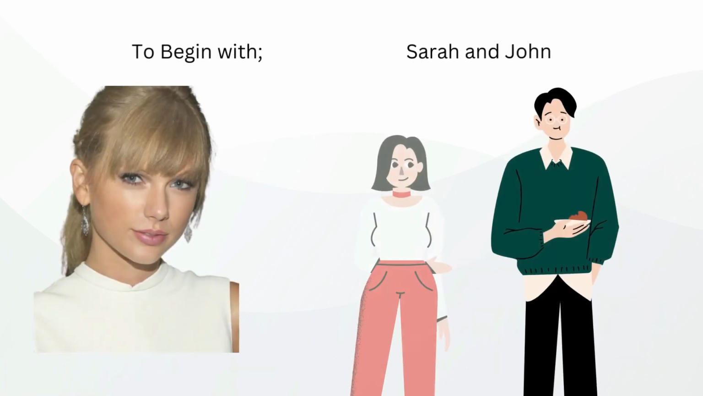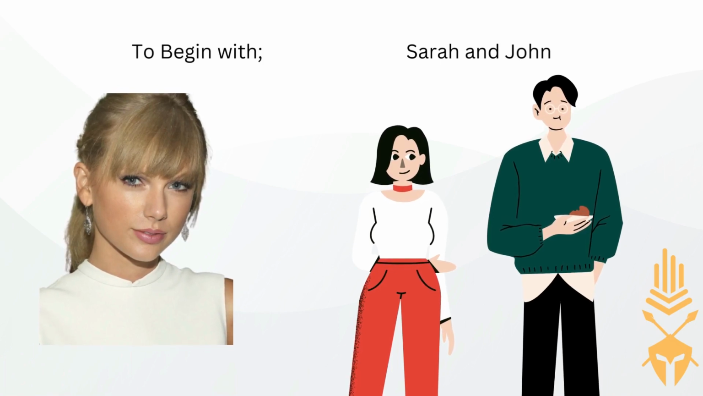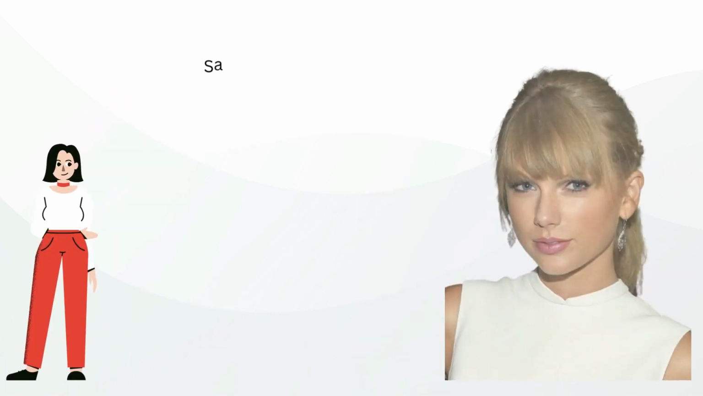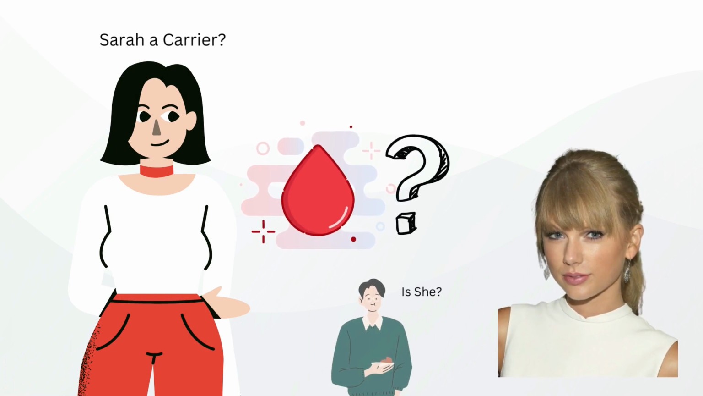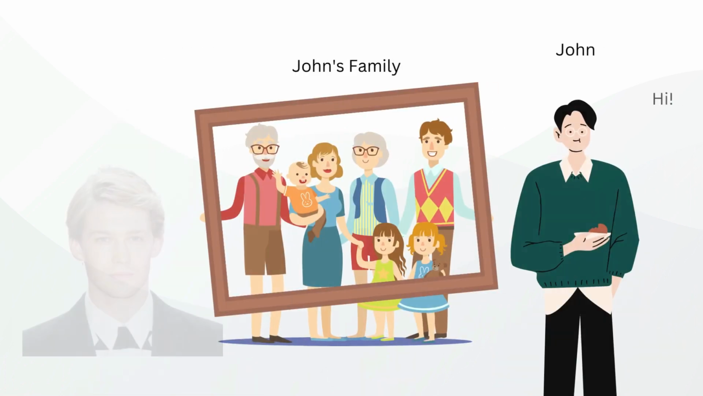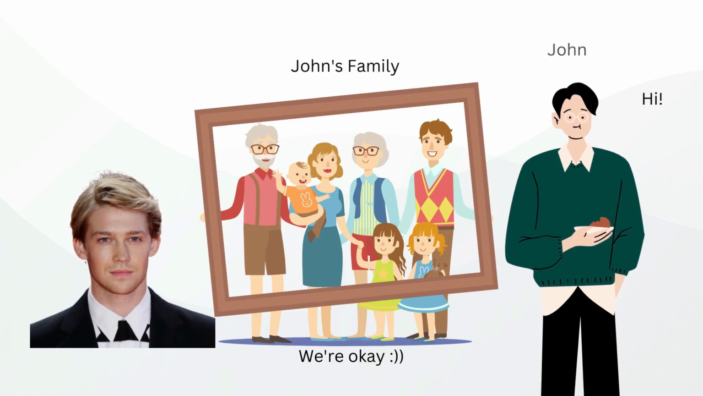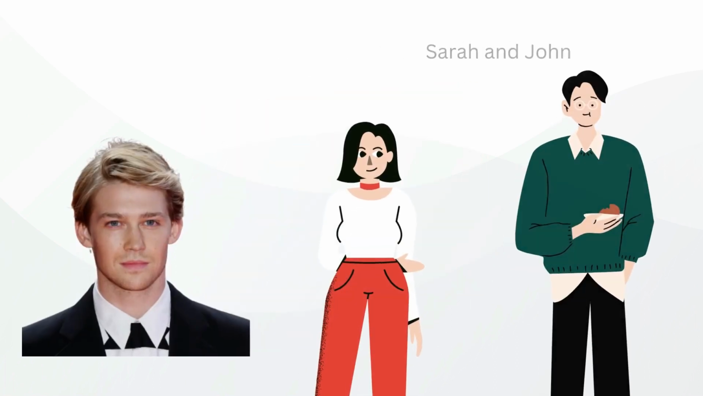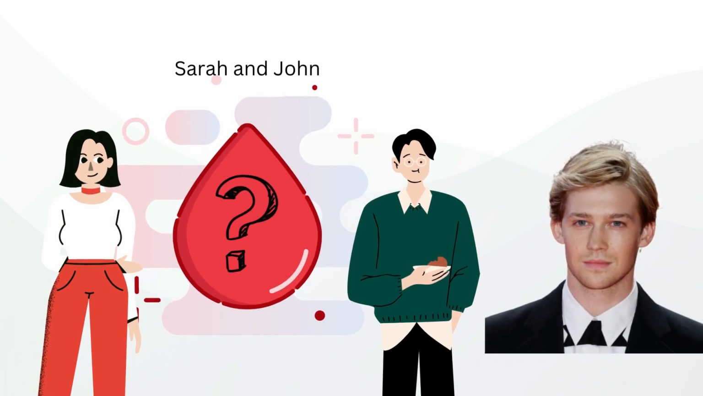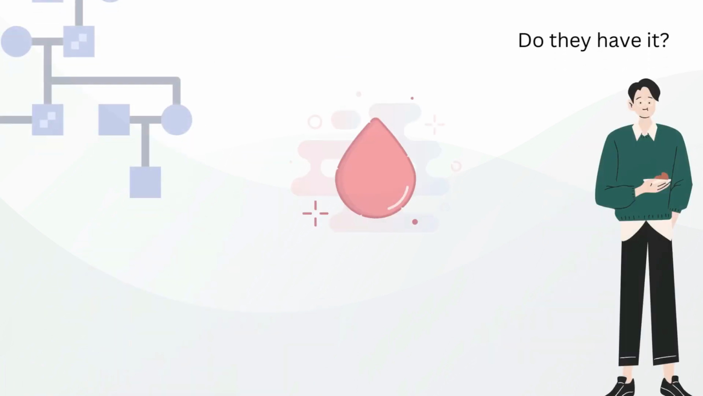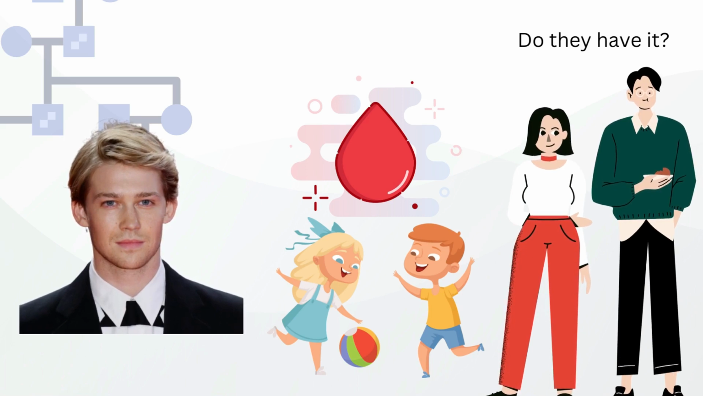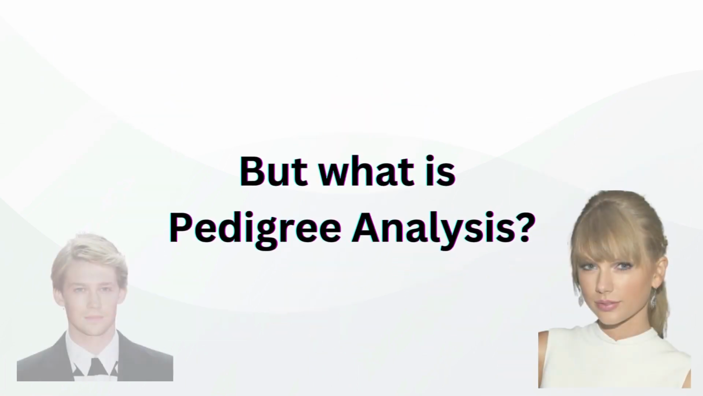To begin with, imagine Sarah and John are a couple planning to start a family. Sarah's father had hemophilia, a rare X-linked recessive bleeding disorder, and Sarah is unsure if she is a carrier for the condition. Meanwhile, John has no family history of hemophilia. Sarah and John want to understand the likelihood of passing on hemophilia to their future children and seek genetic counseling. The genetic counselor suggests using a pedigree analysis to determine the mode of inheritance and assess the risk of their children inheriting hemophilia. But what is pedigree analysis?